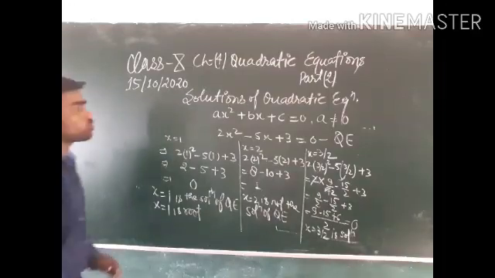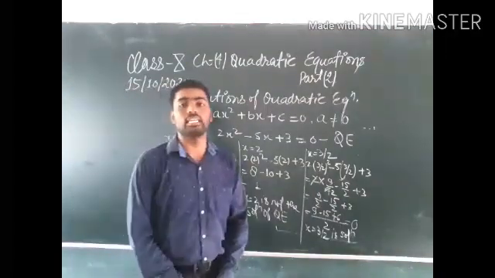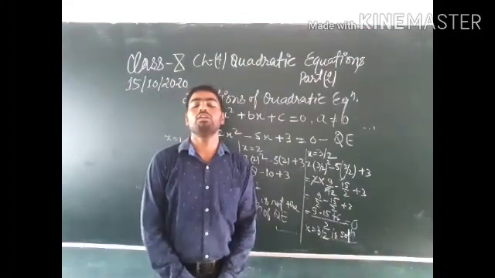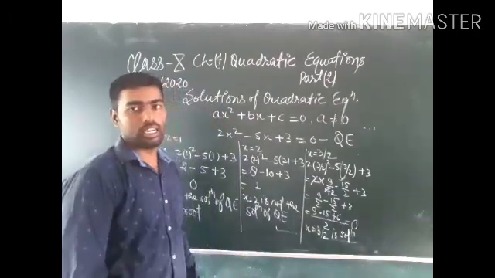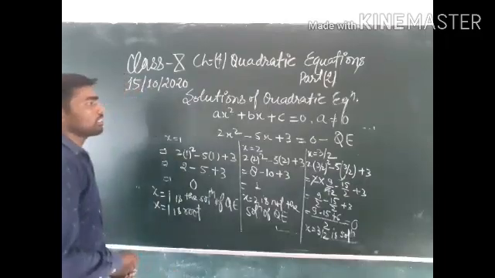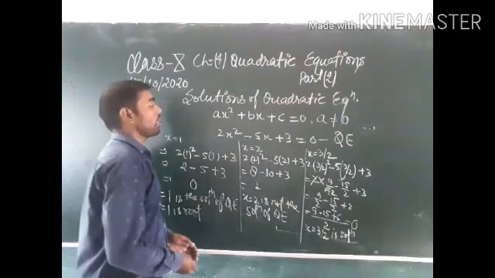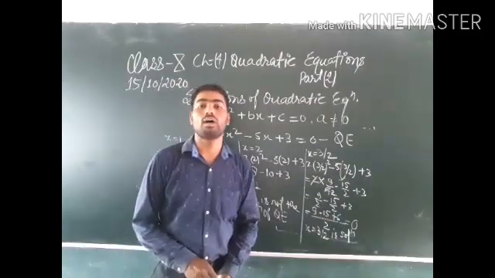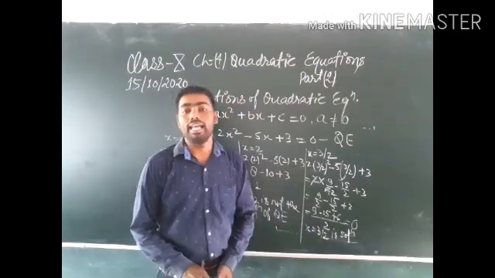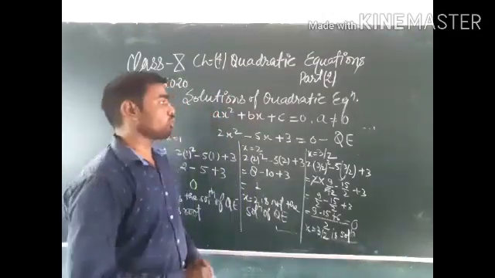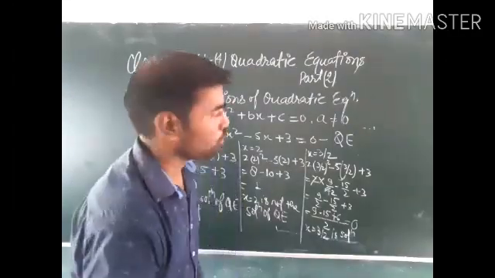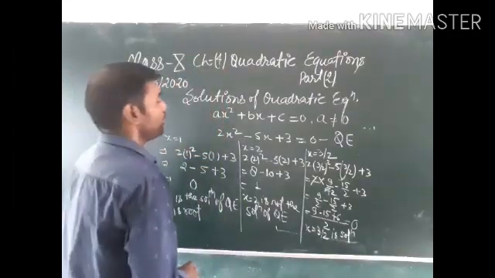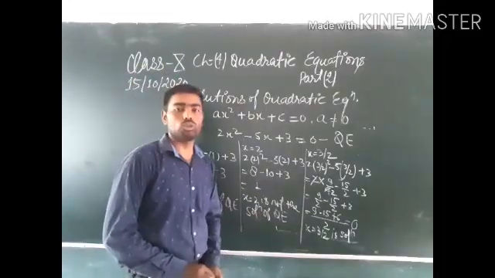So how many solutions does a given quadratic equation have: infinite, single, double, or triple? A quadratic equation has at most two solutions. It means a quadratic equation has not more than two solutions.